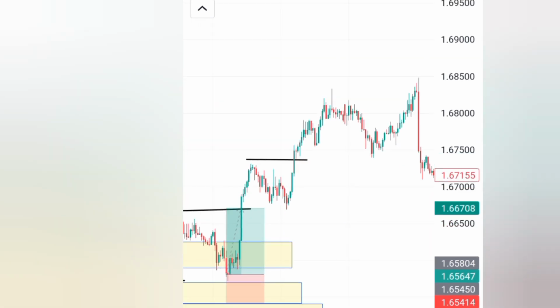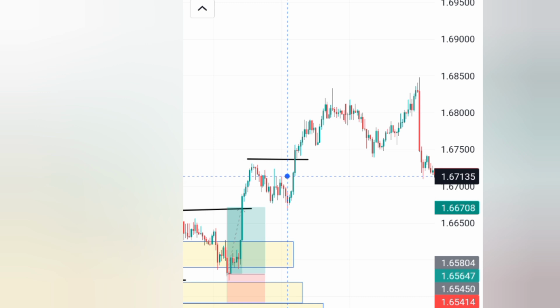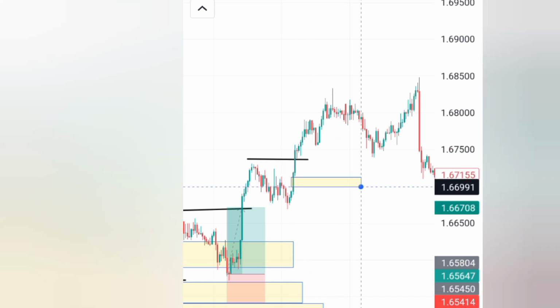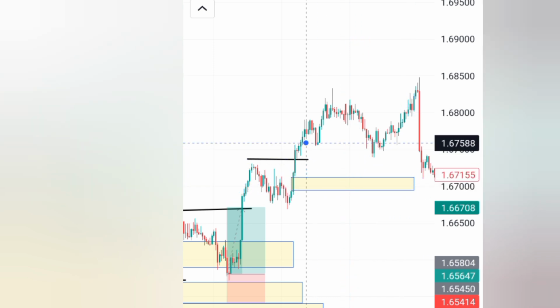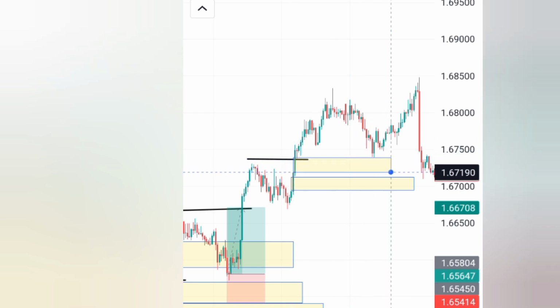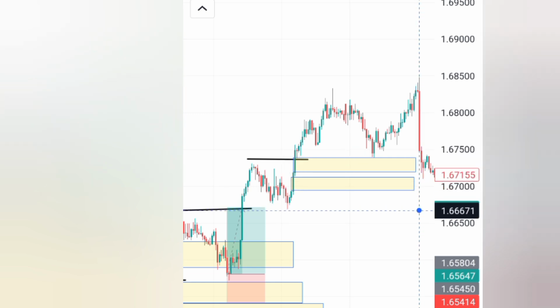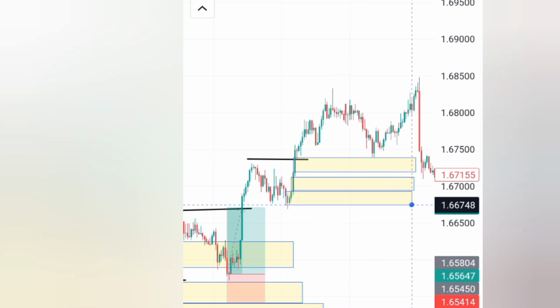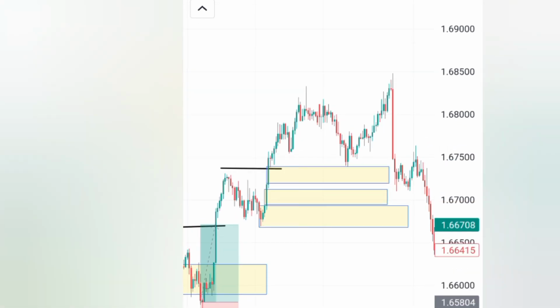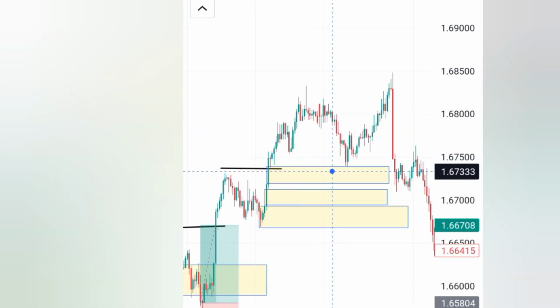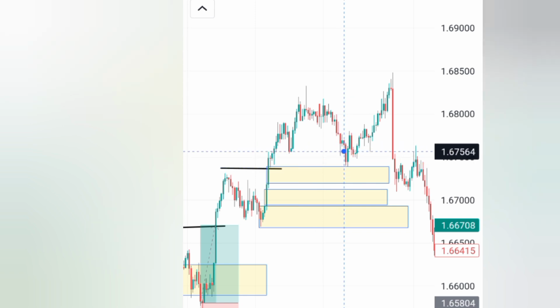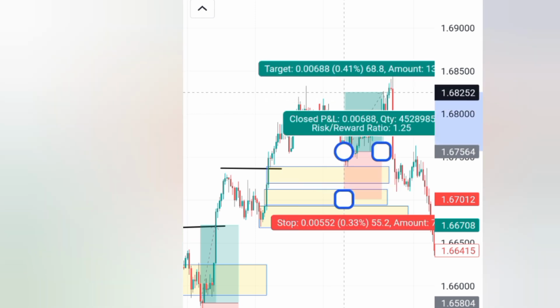Here it also made a break of structure from there. There is this fair value gap, there's that first one, and there is this fair value gap too. After that, we have our order blocks. Here you can draw your order block right here. After drawing that, you will see that the market came and retested our first order block, this order block that was made immediately after the break of structure. Here you'll be targeting the other most recent high after the market reaches here, targeting almost 70 pips.